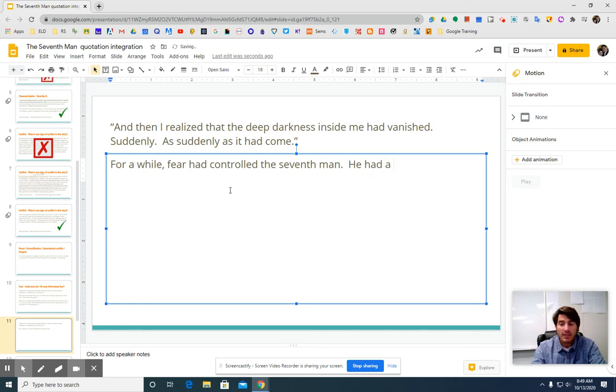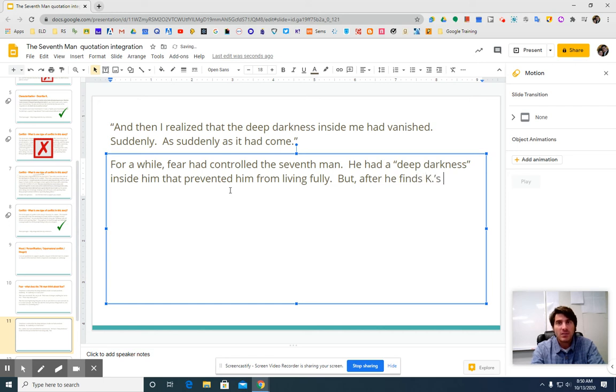He had a deep darkness inside him that prevented him from living fully. Right? But after he finds Kay's watercolor paintings, he begins to feel, let's see here, what does he begin to feel? After he finds Kay's watercolor paintings, he begins to feel he begins to feel safe. Let's say safe because we're comparing that with fear. He begins to feel safe.